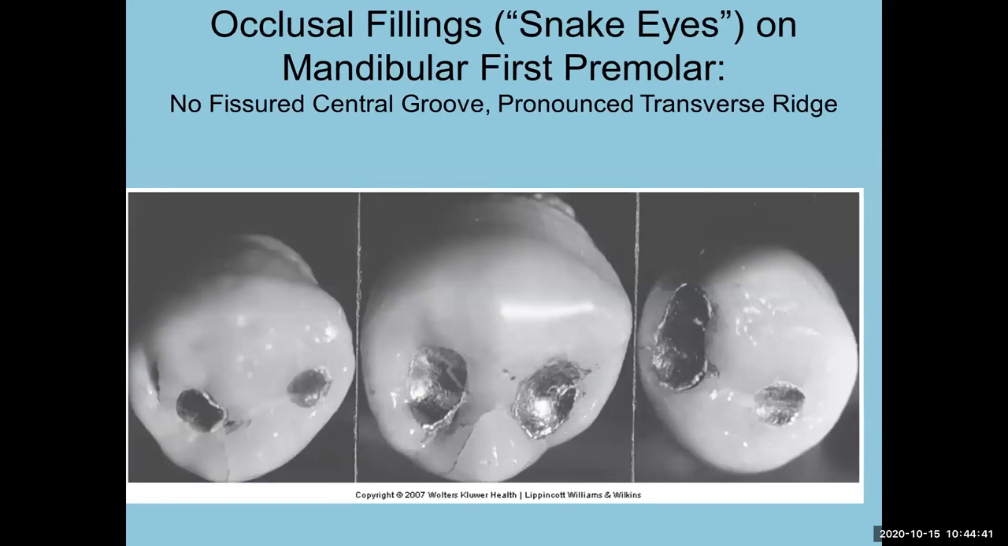We used to call these snake eyes. And you'll see either sealants placed in here, hopefully over amalgams or composites. Hopefully we're getting the patients in the chair to have these sealed before decay can happen. But they're called snake eyes. On the mandibular first premolar, you have that afunctional lingual cusp.